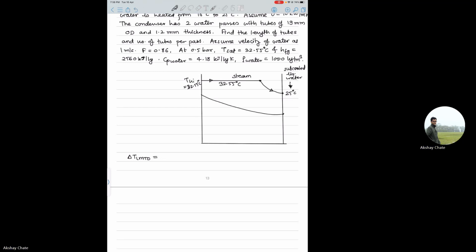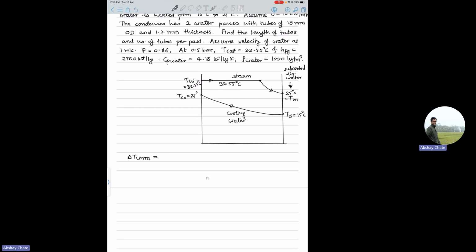So this is your THO. Your TCI will be 15, and then your TCO will be 25. And this is your cooling water. So counterflow arrangement will be there. Parallel is not possible. So if you do it that way, then what is your LMTD now?